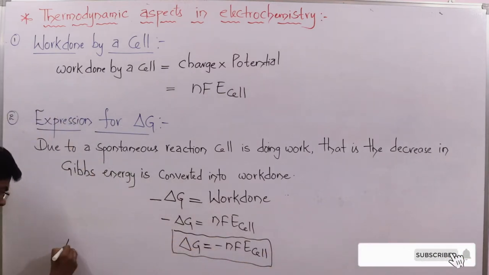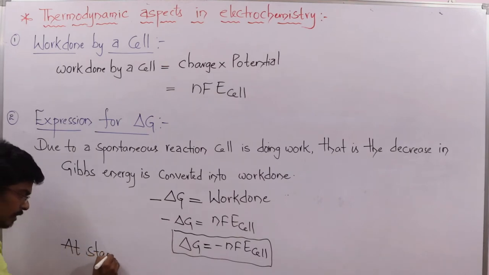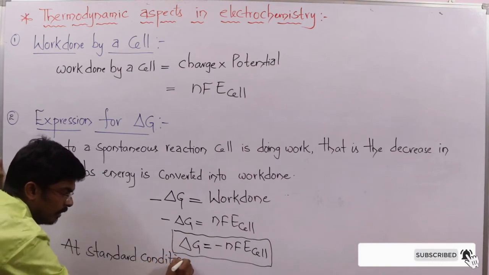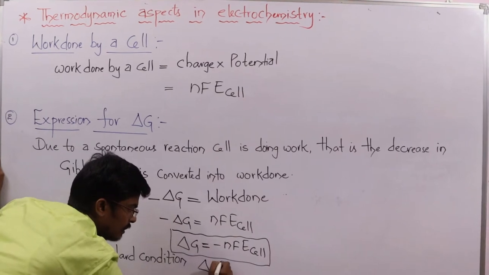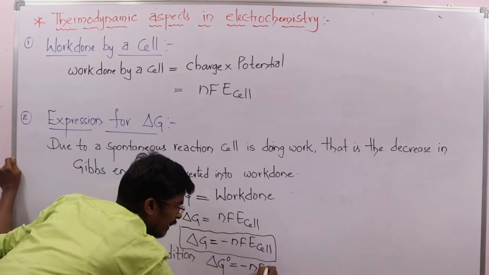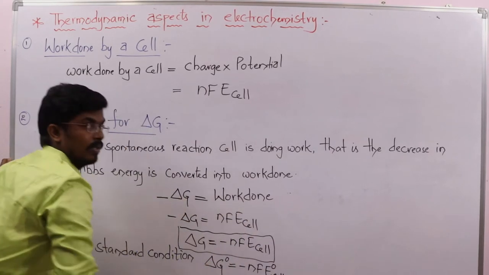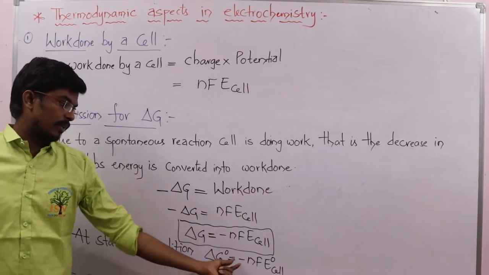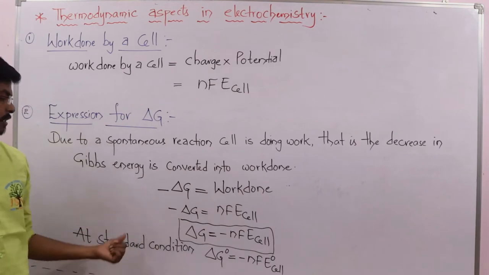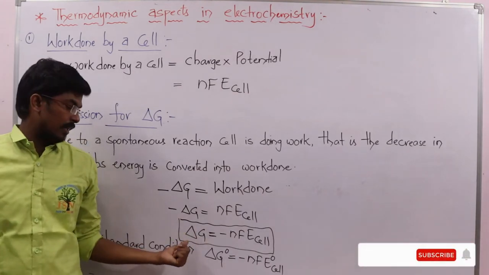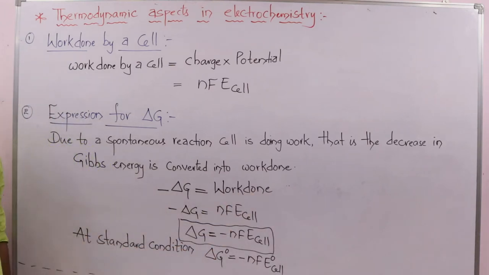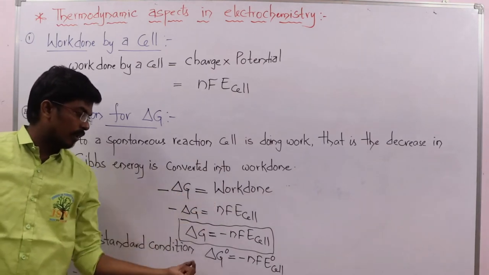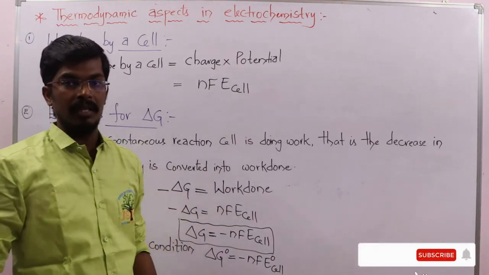At standard conditions, delta G naught is equal to minus nF E naught cell, where the cell potential is calculated at standard conditions. So this is the expression for delta G. The change in Gibbs energy is always equal to the work done by a cell in an electrochemical cell, and that is why I gave delta G as minus nF E cell.